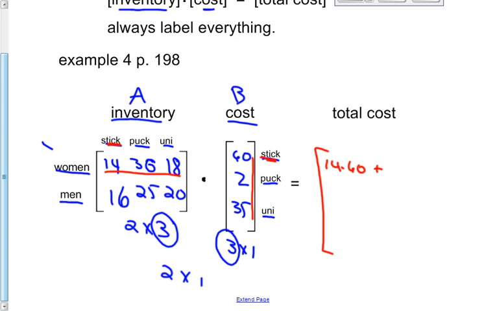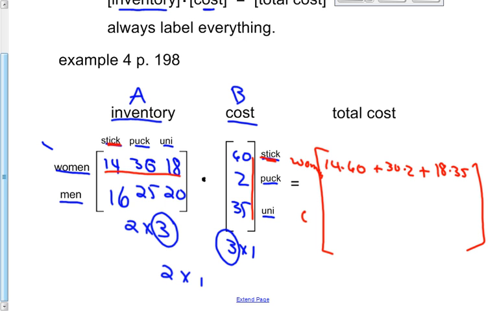Plus, slide over, slide down. We need 30 pucks, and each puck costs $2. 30 times 2. Plus, slide over, slide down. We need 18 uniforms, and each uniform costs $35. That's for the women's team.